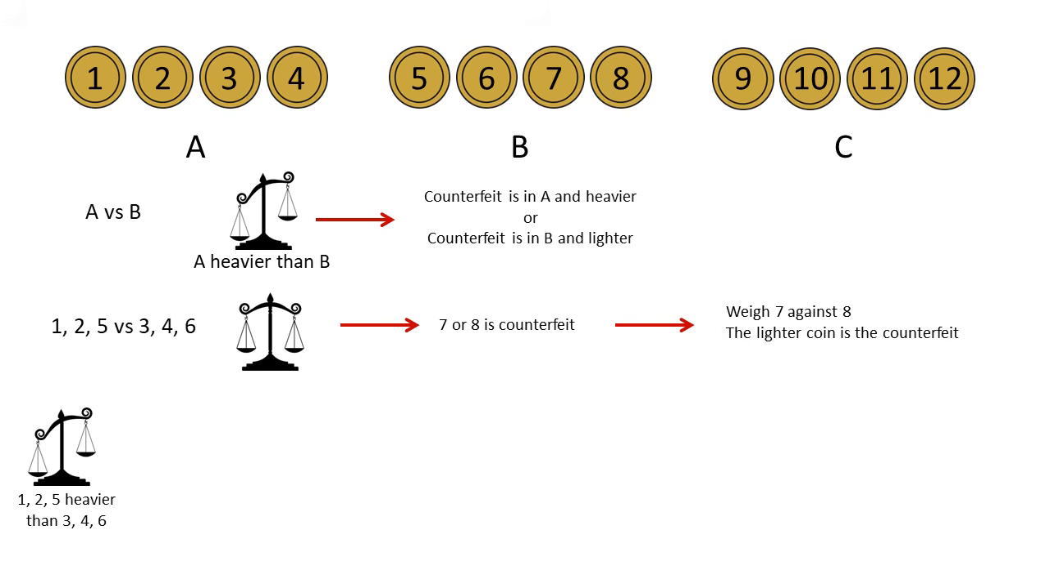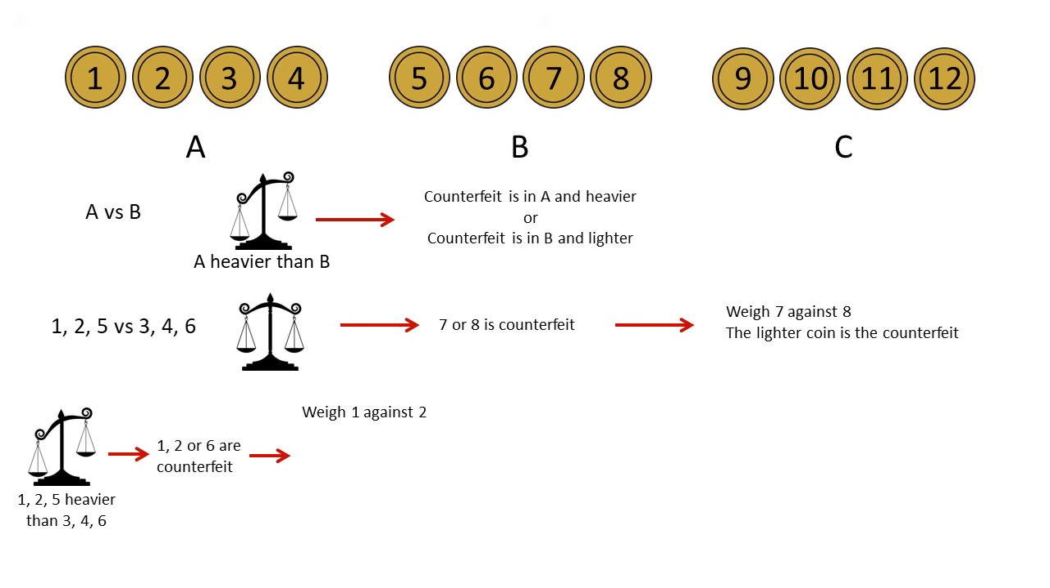But we could end up with 1, 2, 5 being heavier than 3, 4, 6. So what happens in this case? Well, this is a little bit trickier. But if this happens, then our only possibilities are either that 1 and 2 are counterfeit, because if they're counterfeit, they're going to be heavier because they're in group A and they would push that left-hand side down, or 6 is counterfeit, and being in group B, it's lighter, which would make the right-hand side lighter, and it would lift. So we've narrowed it down to 1, 2, or 6.